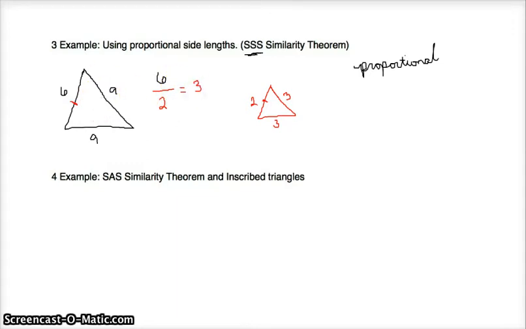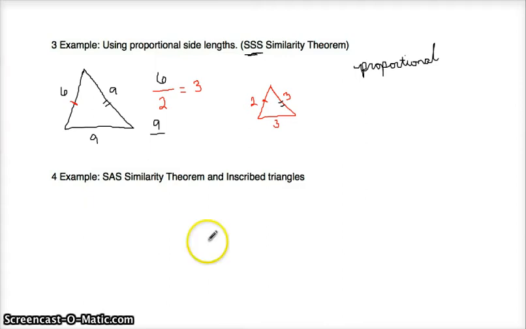So then you do that with each of the sides of the triangles. So you would do 9 right here, 9 over 3. Well, 9 over 3 is also 3, and then 9 over 3 again is also 3 again.